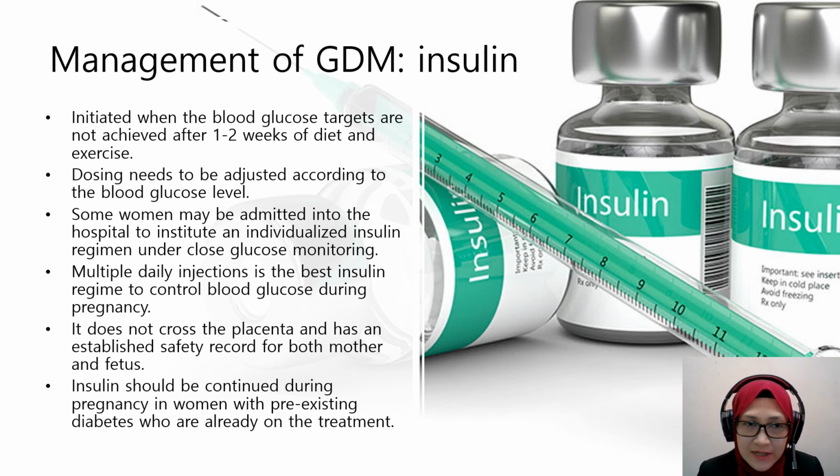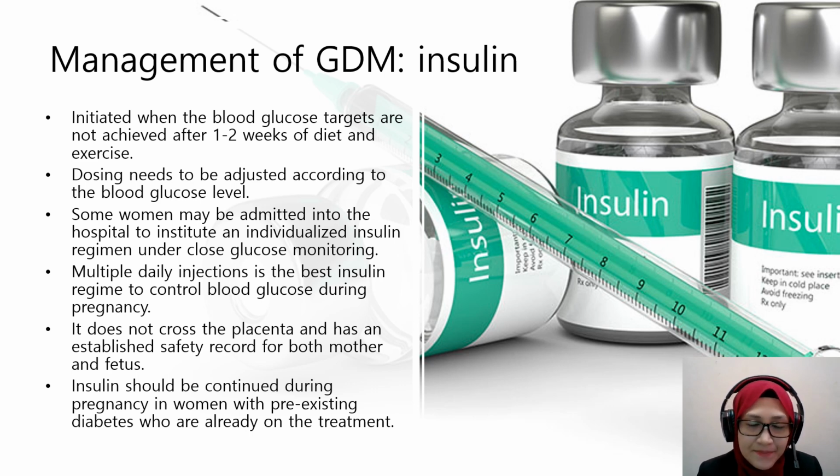For the insulin, it is actually the gold standard of GDM treatment. Okay, so once they fail the diet therapy after 1 to 2 weeks, they can be planned for insulin therapy. So the dose, like in diabetes, needs to be adjusted according to the blood glucose level.